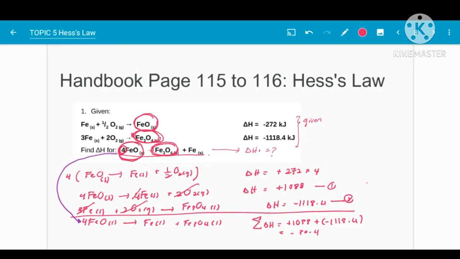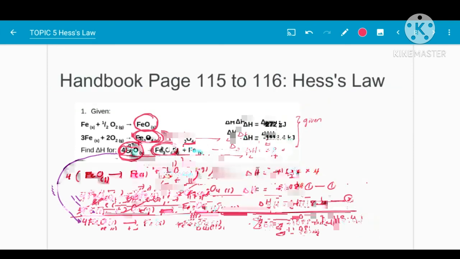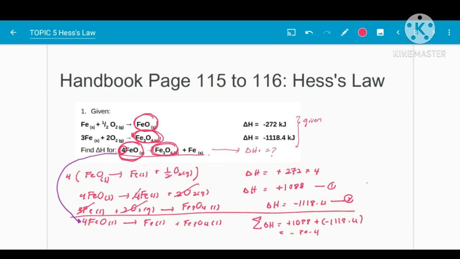Let's recap. To calculate the enthalpy change from the enthalpy cycle, there are two types of question. First, they give the enthalpy cycle, and second, they give a series of chemical reactions. So that's all from my explanation about Hess law.